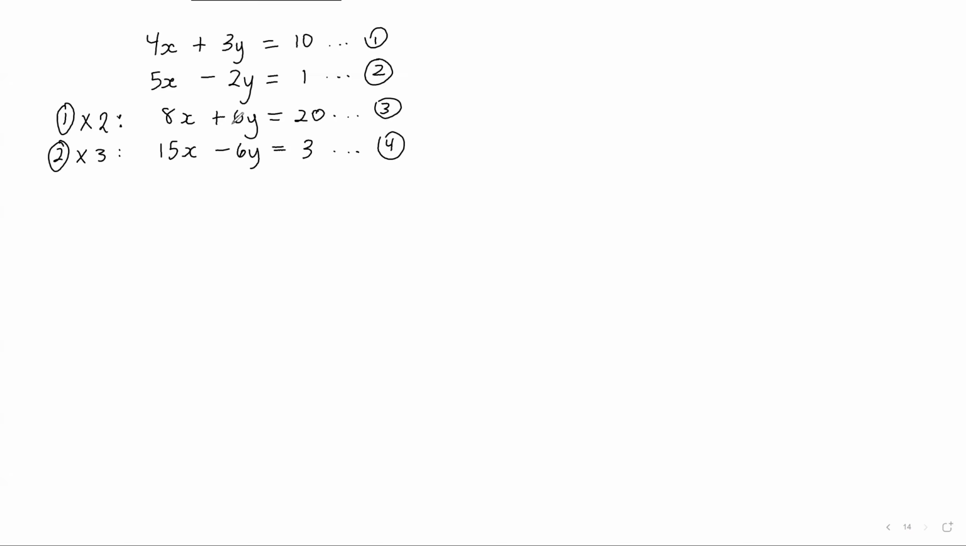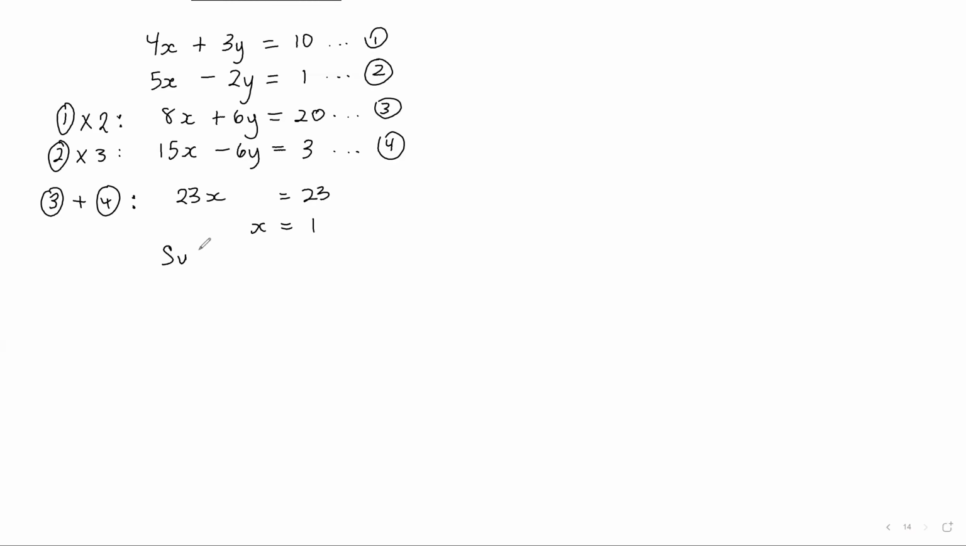Since I have different signs, when you have different signs, you add the equations. So it'll be 6 plus minus 6. So that will give you the 0, right? So I'll say equation 3 plus equation 4. 8 plus 15 is 23. So 23x plus 6y minus 6y will be 0. And then 20 plus 3 is 23. So x will be equal to 23 over 23, which is 1.